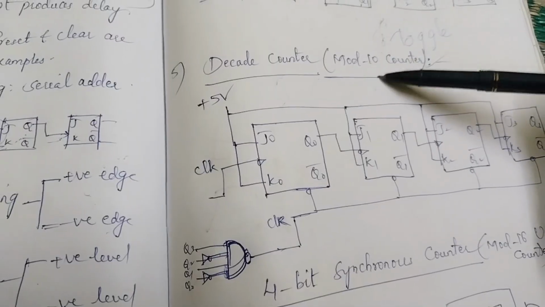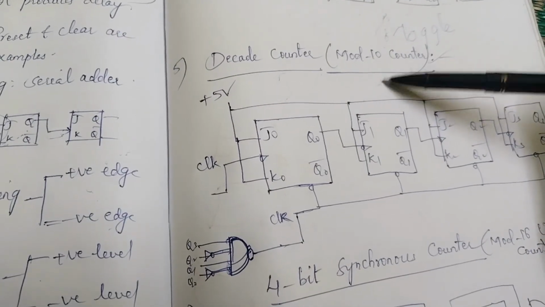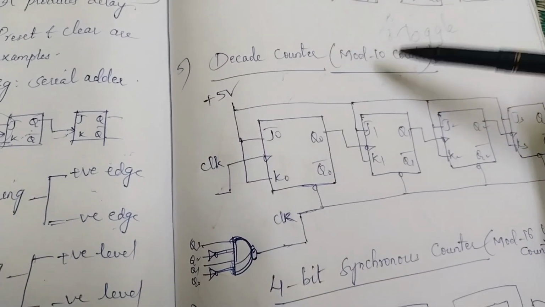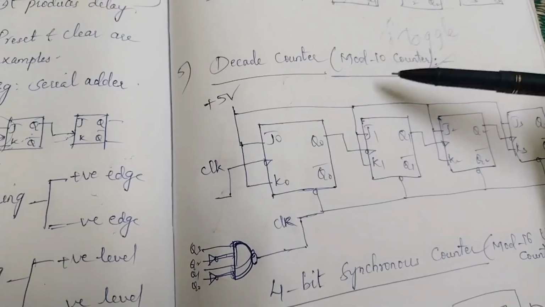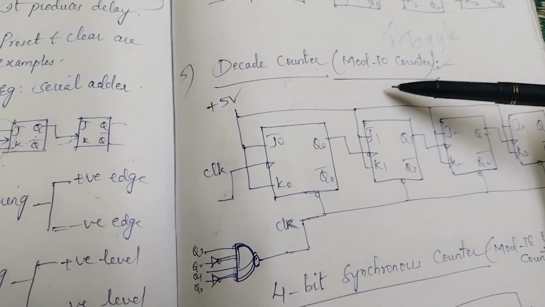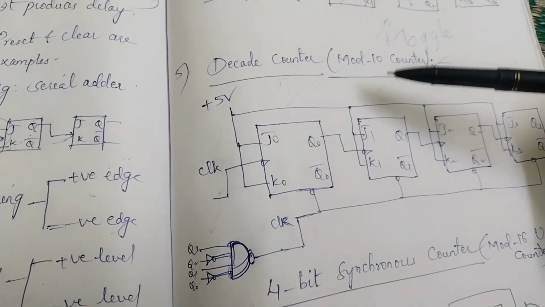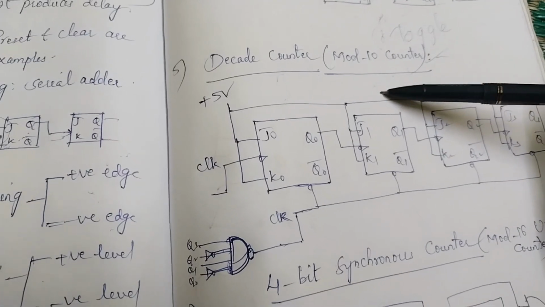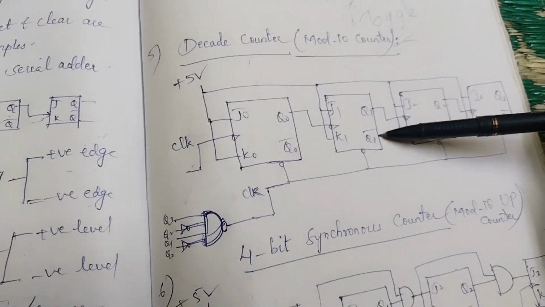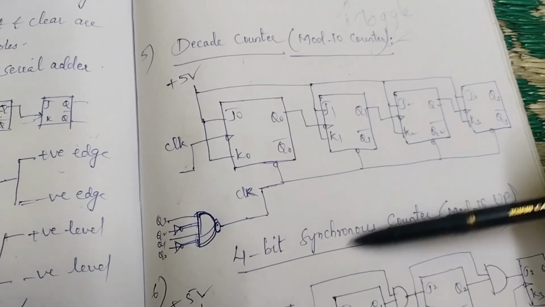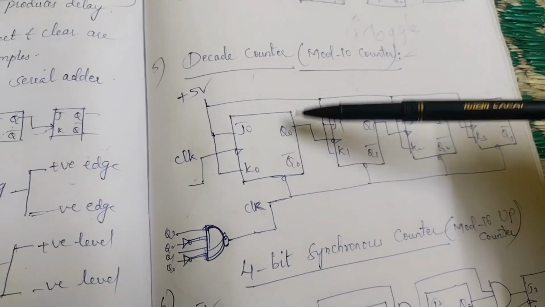It is also known as a mod 10 counter. Mod is nothing but the modulus of a counter. Modulus means the total number of output states of a counter is called the modulus of the counter. So this is the diagram for the decade counter.